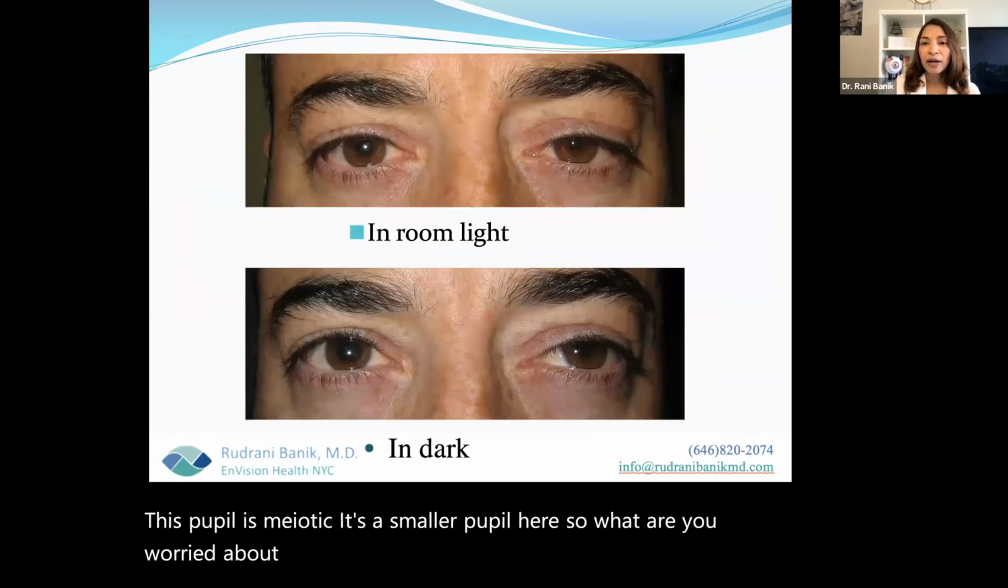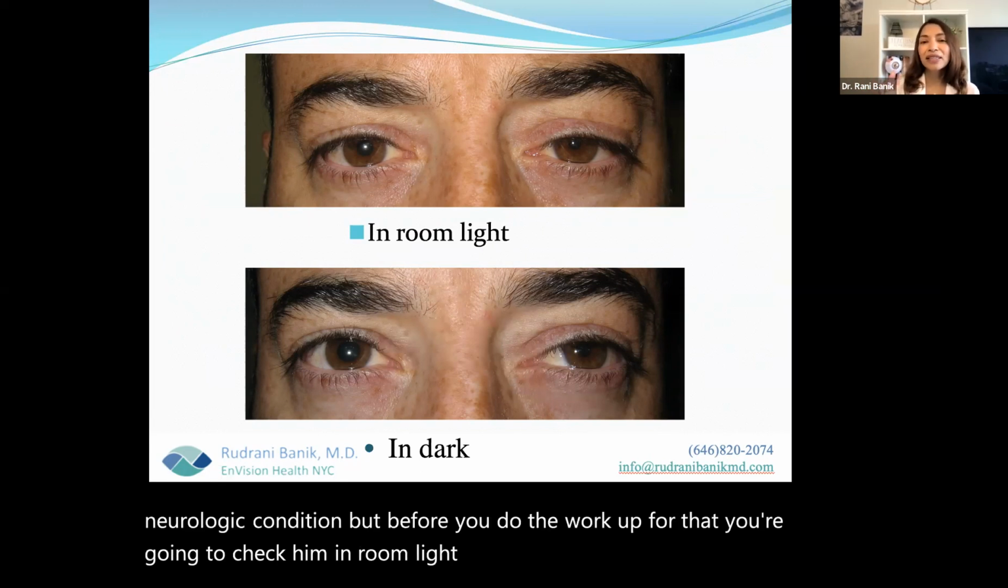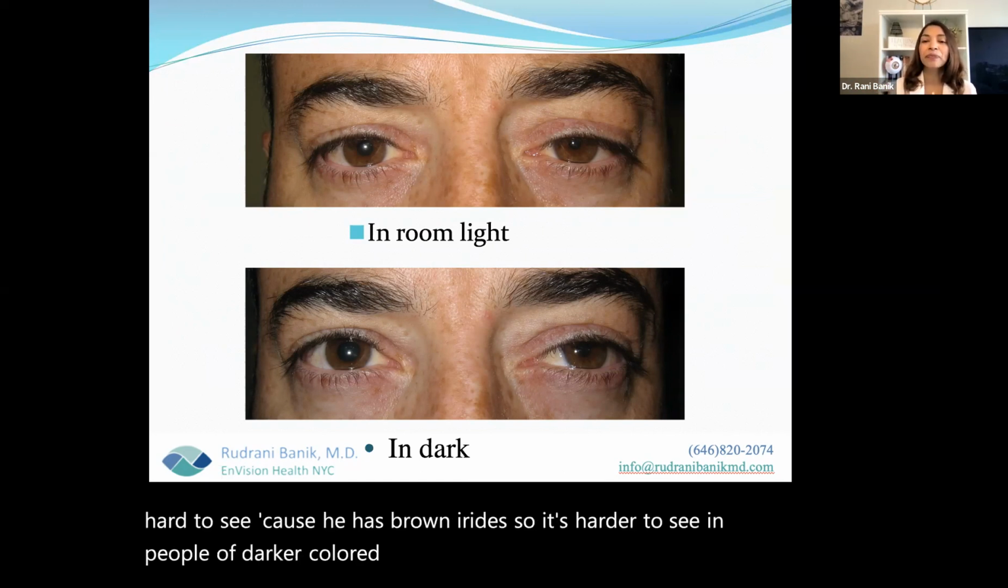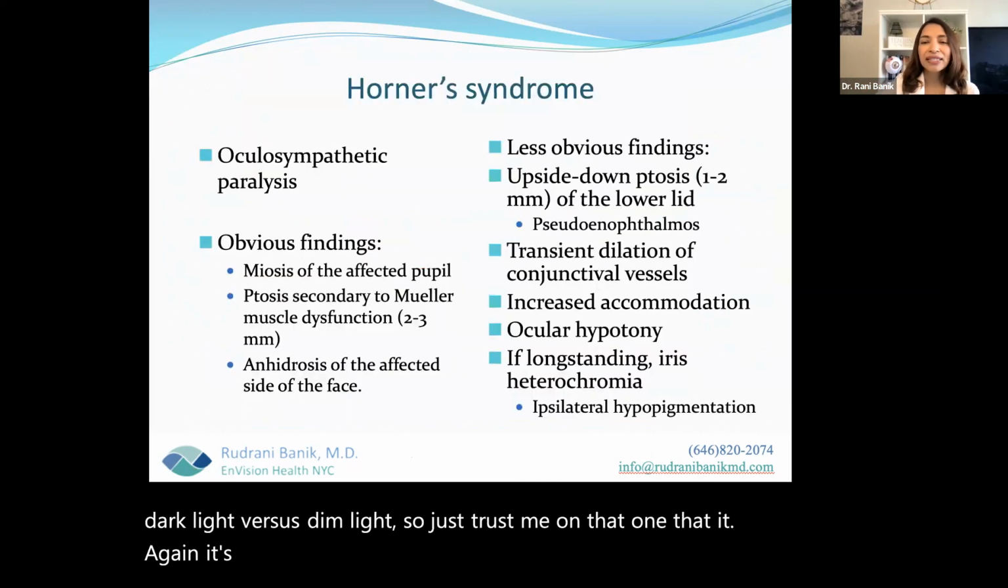Of course, you're worried about a particular neurologic condition, but before you do the workup for that, you're going to check him in room light and dim light. It's a little bit hard to see because he has brown irides, so it's harder to see in people with darker colored irides, but his anisocoria is greater in dark light versus room light. Just trust me on that one, that it's hard to see, but he does have anisocoria worse in the dark than in the light.